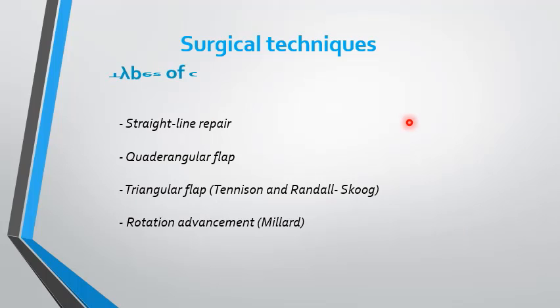Some of the surgical techniques used are the straight line repair, the use of quadrangular flap, the use of triangular flap, also known as the Tennison-Randall, and the use of rotation advancement flap, the Millard flap. The first two operations are rarely used nowadays due to a poor aesthetic outcome. The triangular flap and the rotation advancement flap are the most commonly used operations today. For you, the Millard rotation advancement flap is the most important one.